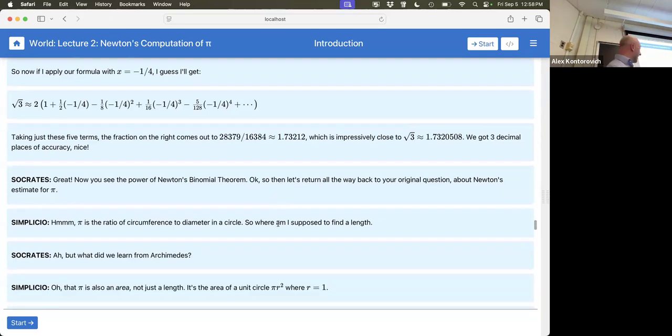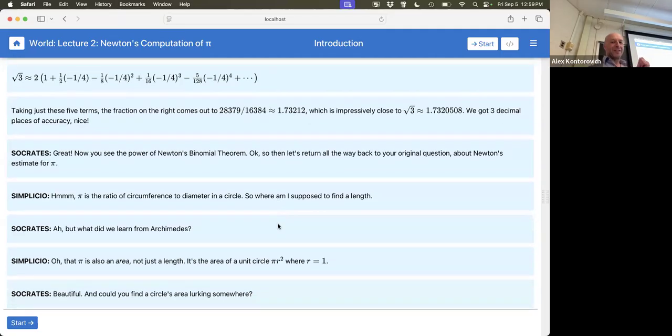Archimedes is the one who proved that pi is not just the length, it's also an area, it's also a volume, it's also a surface area. Pi arises everywhere. And Archimedes tells us that the area of a circle of radius r is pi r squared. So when r is equal to 1, the area of a unit circle is just exactly pi. So, okay, pi is an area. So what? Where do we see a circle's area lurking somewhere?